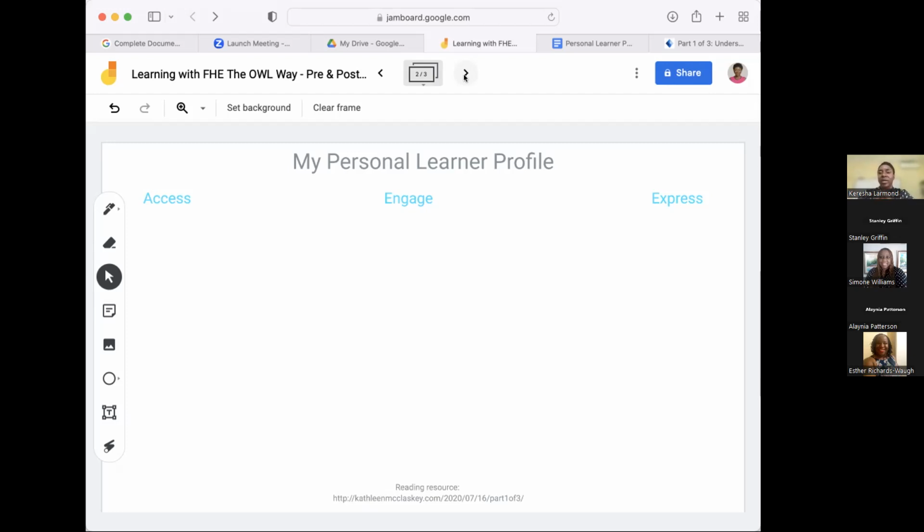Now, what I'll do just because of time, I'll share with you a template via Google Doc to give you more information about how you can develop your own learner profile as it relates to accessing material before class, in class, engaging material before class and in class, as well as how you express yourselves within the different types of settings that you'll be placed in.